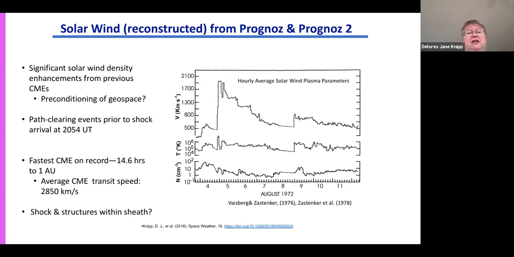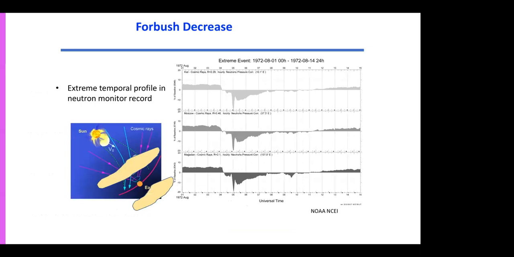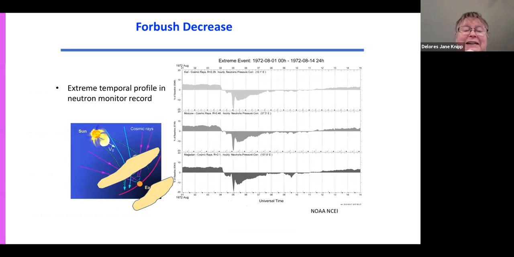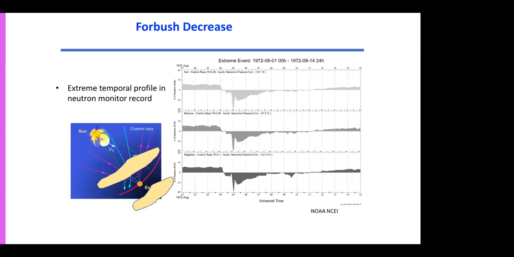Hey, Delores, I've got a couple of things piling up in chat. So one is about the CMEs and the block and the GCRs, like this graphic right here. Oh, great, okay. And then the other question was about white light flares and what causes the white light, but you may want to save that till the end if you want.